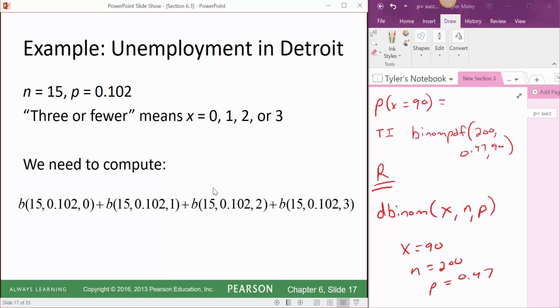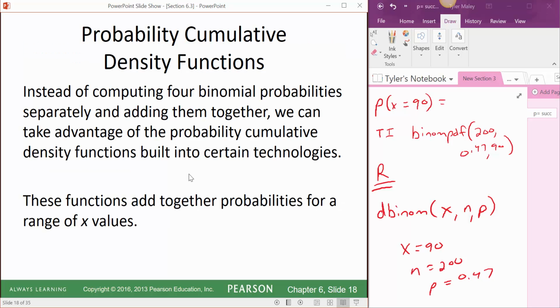So you can certainly do that using the methodology we used before in R and also in the TI, calculating each one of those and then adding them up. Or there's a quicker way. There's a command that will do 0 to 3 for us automatically. So instead of computing 4 binomial probabilities separately and then adding them together, we can take advantage of the cumulative distribution functions built into certain technologies. This will add up 0 to whatever x value we want to specify, right?